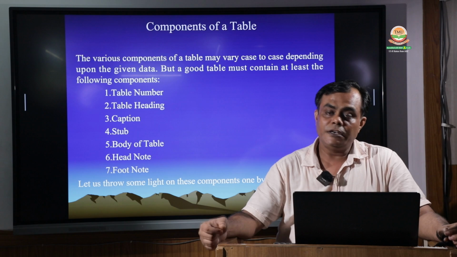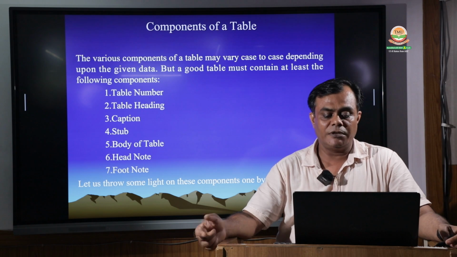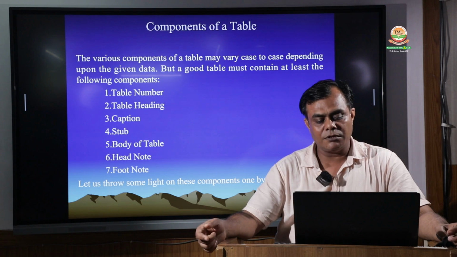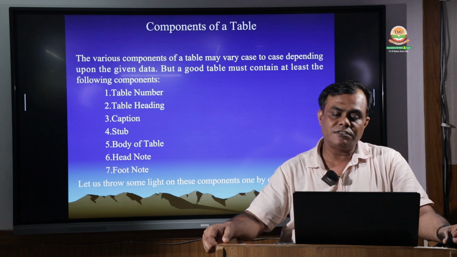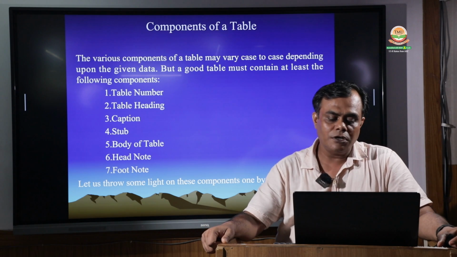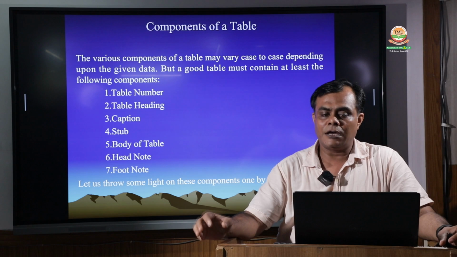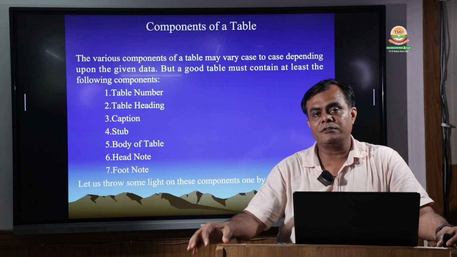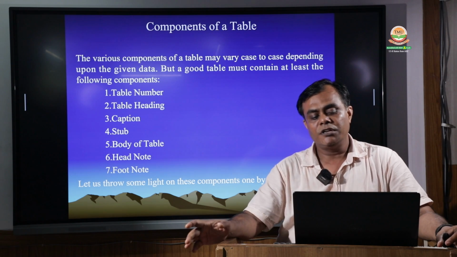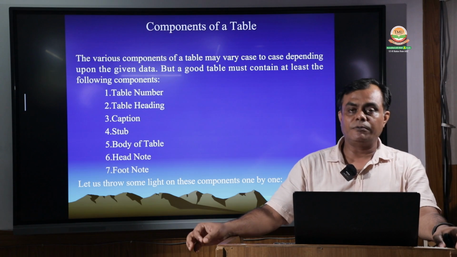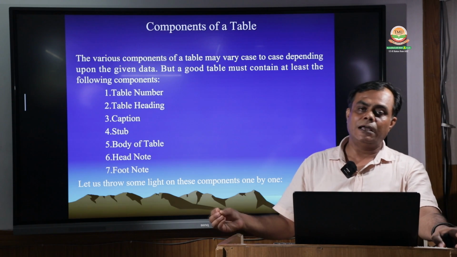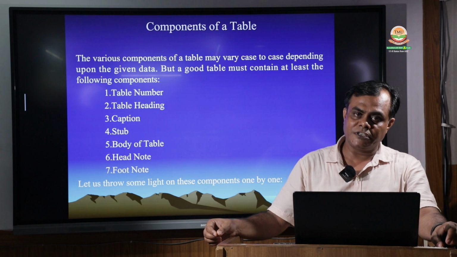First is the table number, second is the table heading, third is the caption, fourth is the stub, fifth is the body of the table, sixth is the head note and seventh is the footnote. So, these are the seven minimum factors required for a good table. At least every table requires these certain contents.